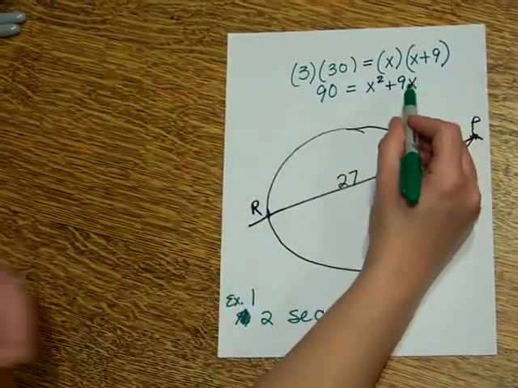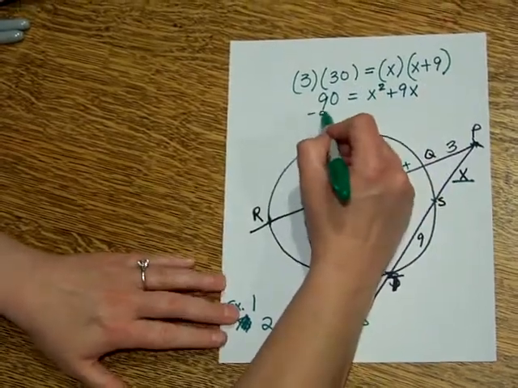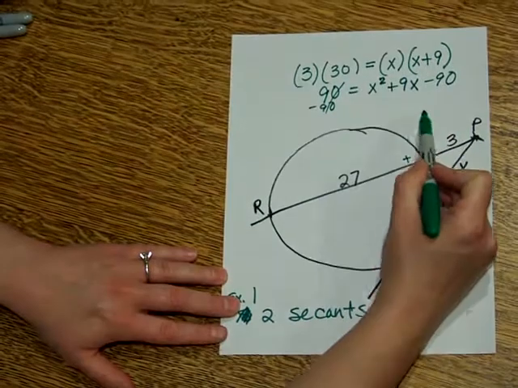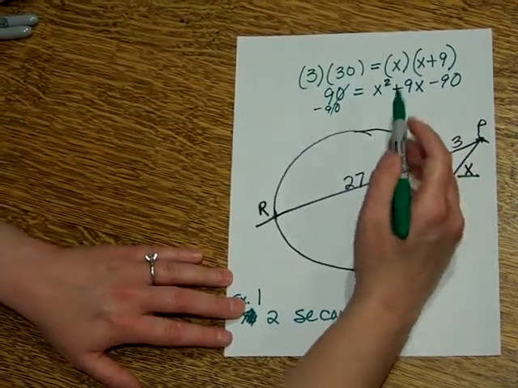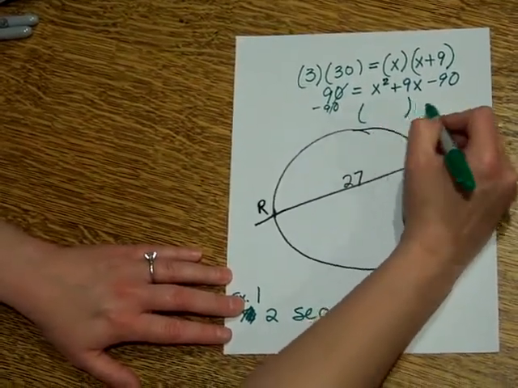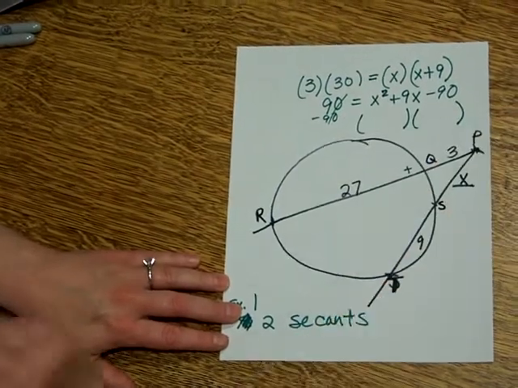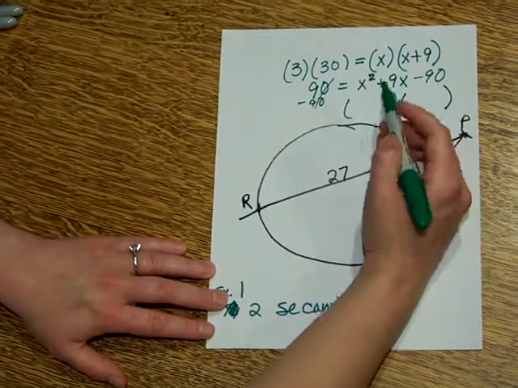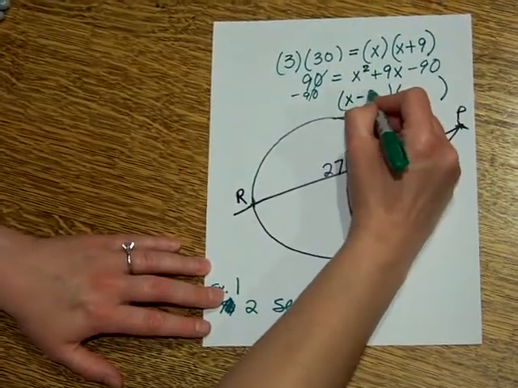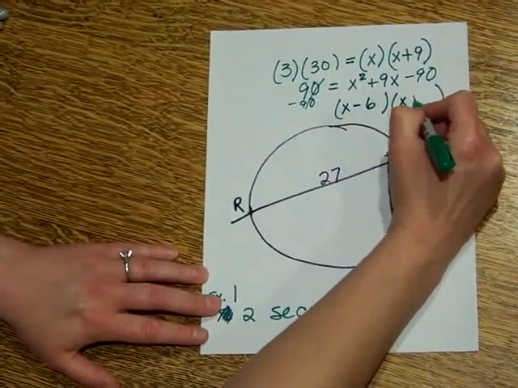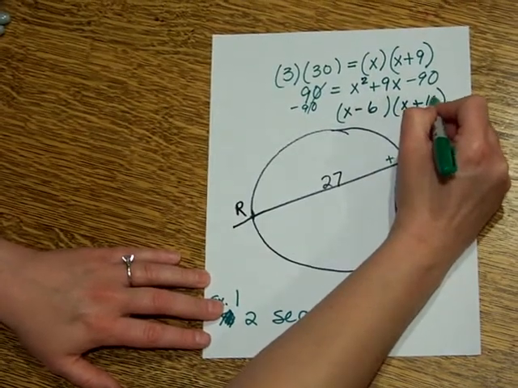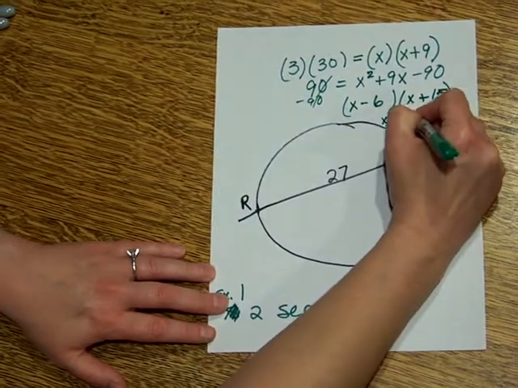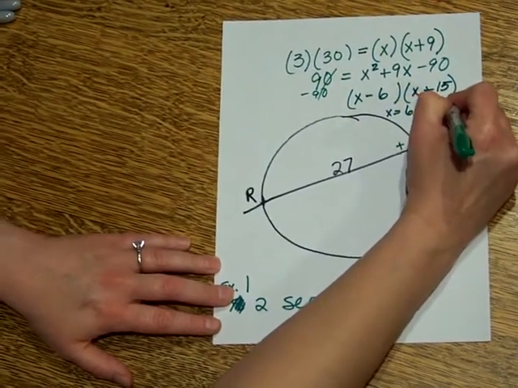I now need to get everything on one side. Need to subtract 90 from both sides. I'm going to have to factor. That's right, I know, everybody's favorite. We can cheat and use our book to help us here. The factors are X minus 6 and X plus 15, giving us a value of X equals 6 or X equals negative 15.